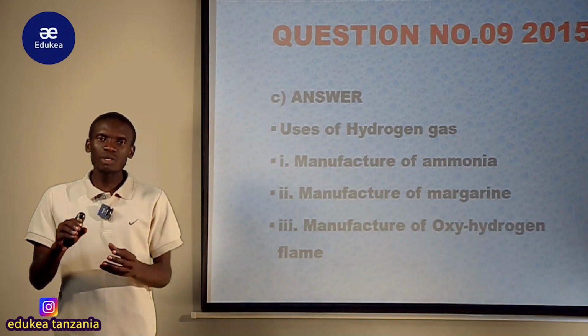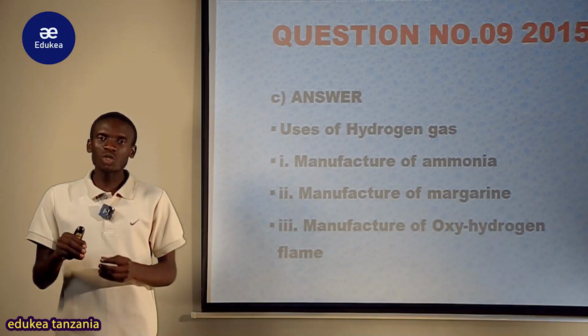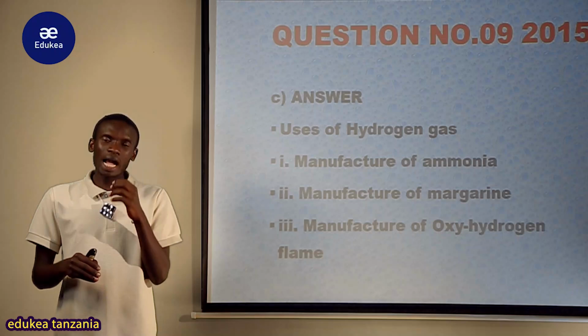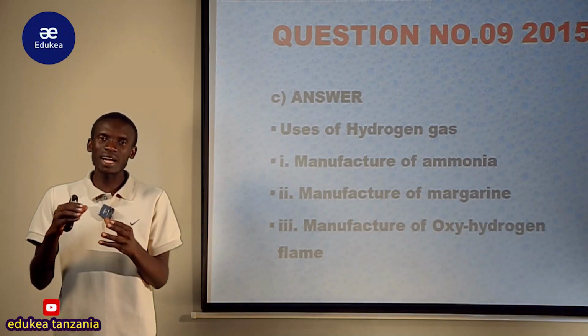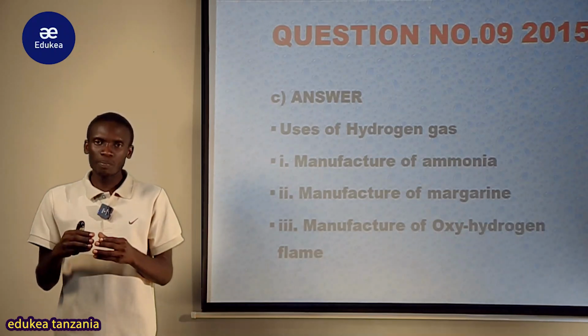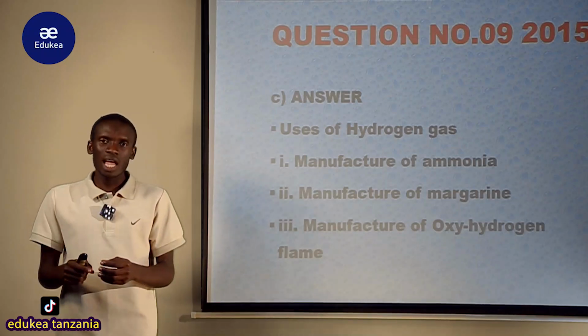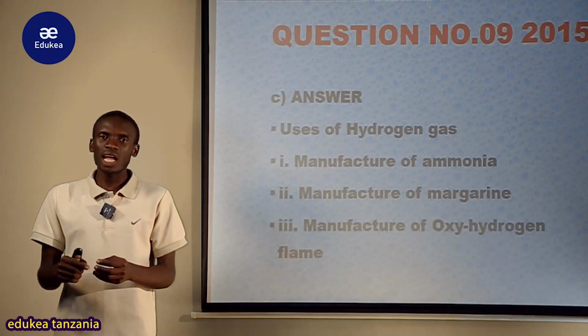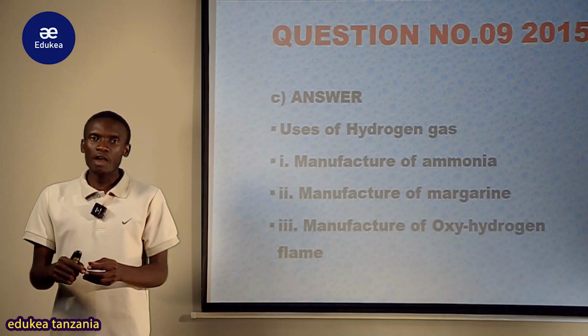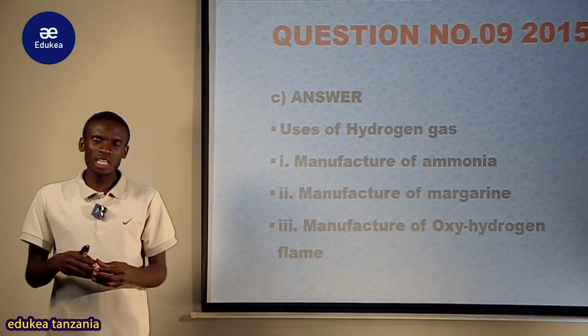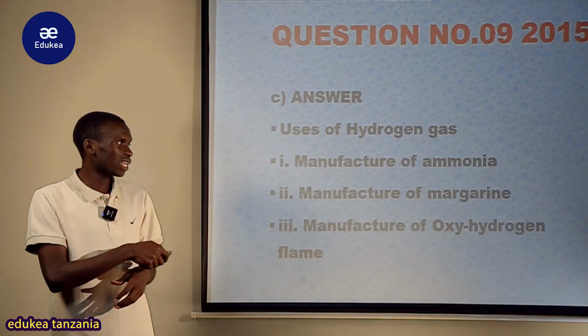Imeandikwa ni kama semi solid. So ile semi solid inatokana kwa sababu ya nini? Inatoka kwenye form of liquid, ile ni fat. So ile fat liquid au ile oil ikiwa added na hydrogen, process inaitwa hydrogenation. Hydrogenation of oil produces a semi-solid substance which is margarine.